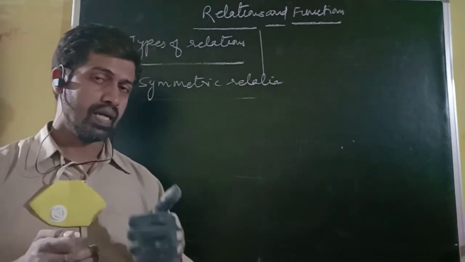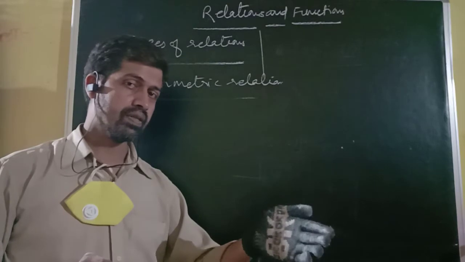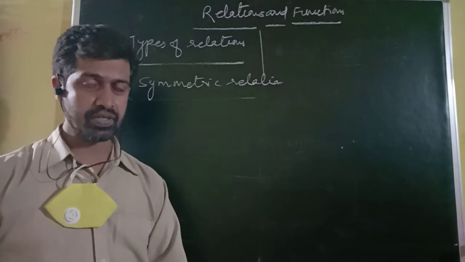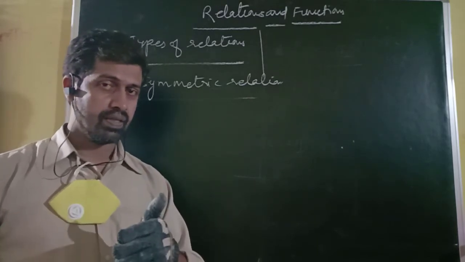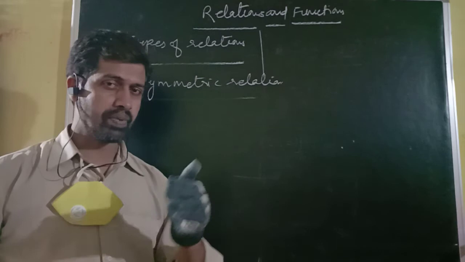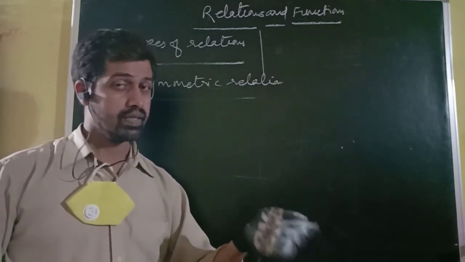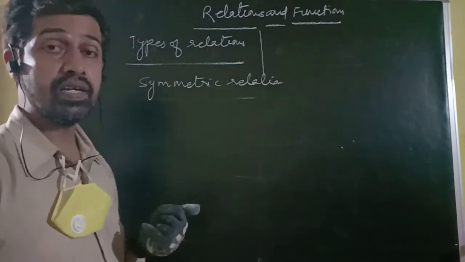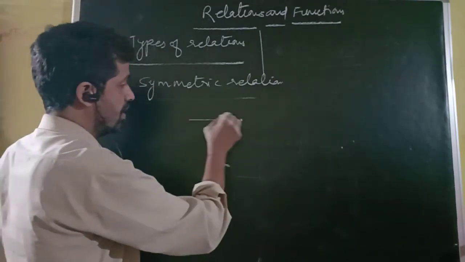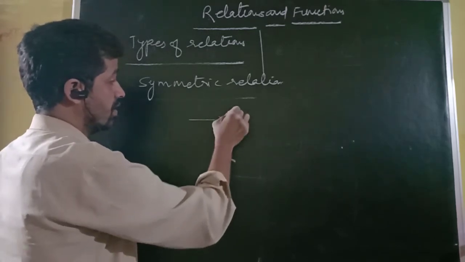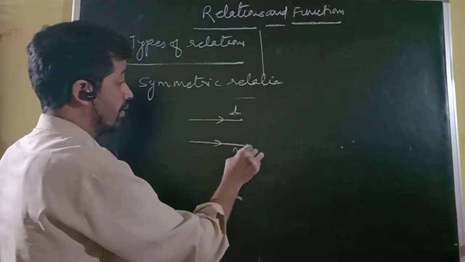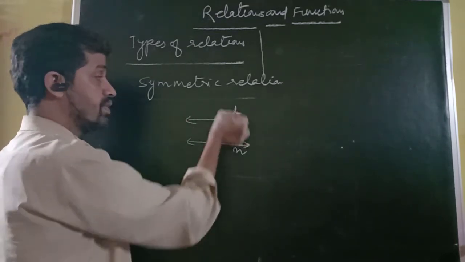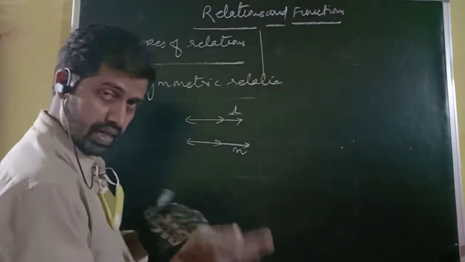For example, if A is neighbor of B, then B is also neighbor of A. So neighborhood is a symmetric relation. If a line is parallel to a second line, then it is quite obvious that the second line is parallel to the first line. That is a symmetric relation. A line, say L, is parallel to M. So since it is parallel to M, M is parallel to L. Other way also it is true.